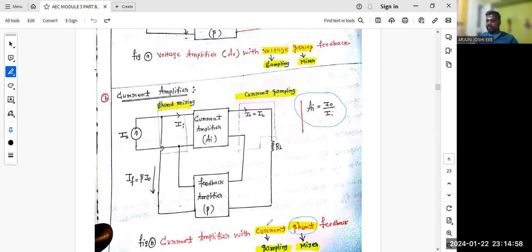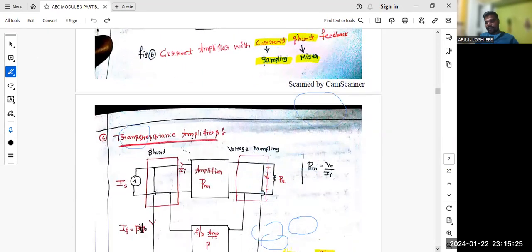The sampler should be on the output side, and that should be in series. Here current is there, so current sampling, and that's why it should be in series on the output side. The input mixer should be shunt type, parallel type. This is how we need to represent this current amplifier. That's why I'm going to mention the input in the form of current. Now let's continue to the next topic.